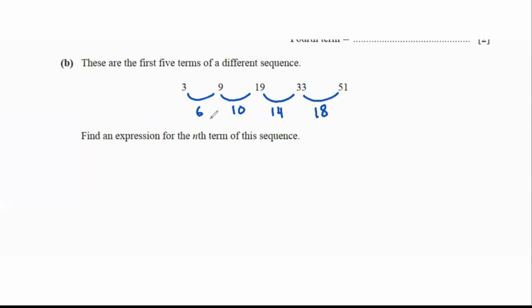Like there's 6, 10, 14, 18. Now if you find the difference between these differences, 6 minus 10 is 4. 10 minus 14 is 4. And 14 minus 18 is 4. This was our first difference. This is our second difference.